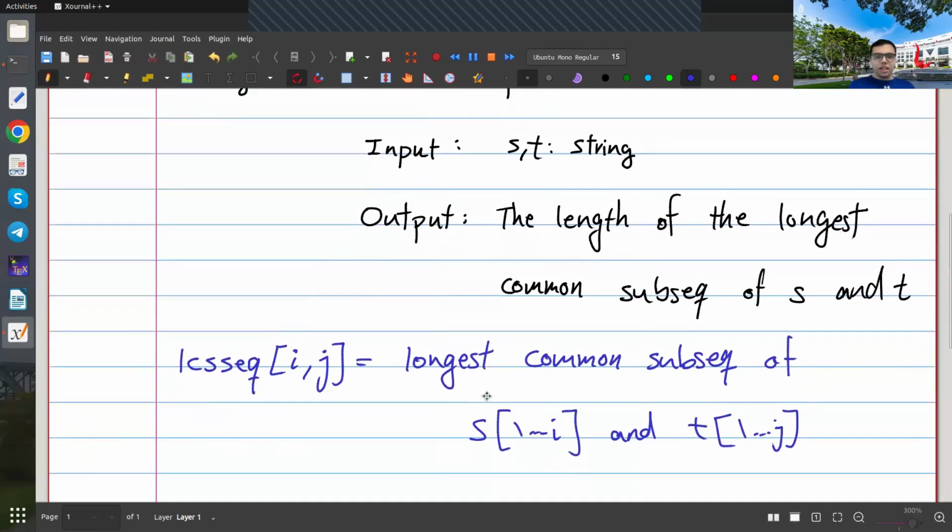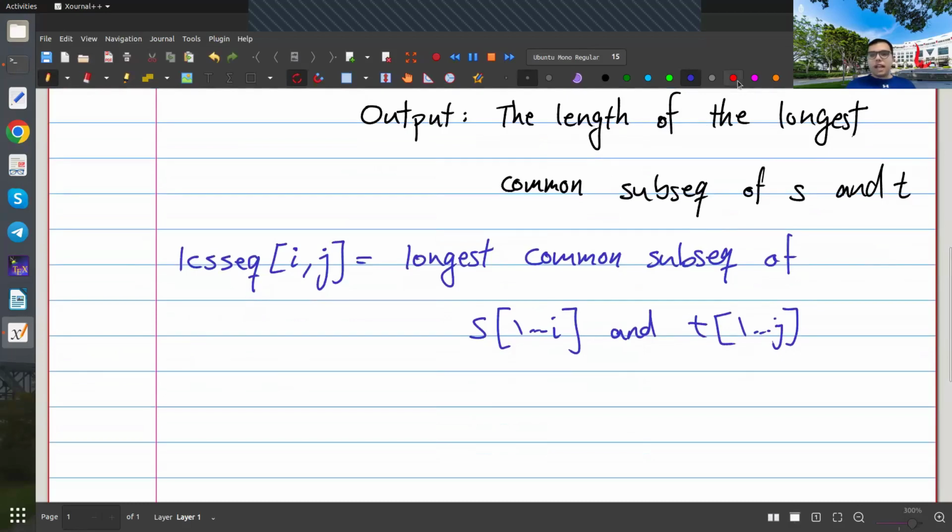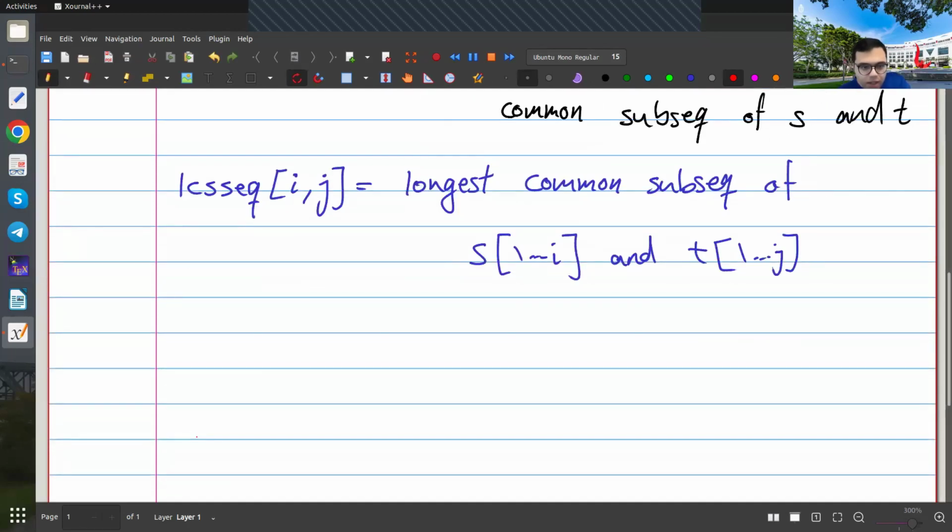Okay. Now, of course, I need to have some sort of a recursive formula that somehow connects these things together. I want to somehow have a dependence between my subproblems. So let's try to see how I can get that. So I want to find the longest common subsequence for the first I characters of my first string and the first J characters of my second string.